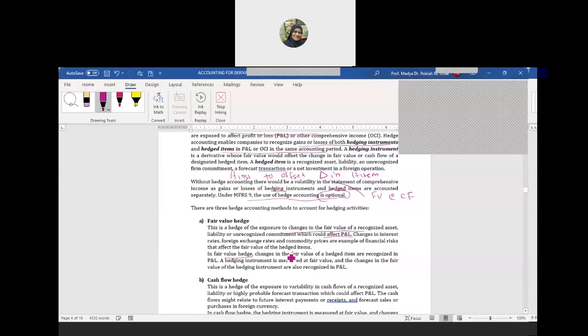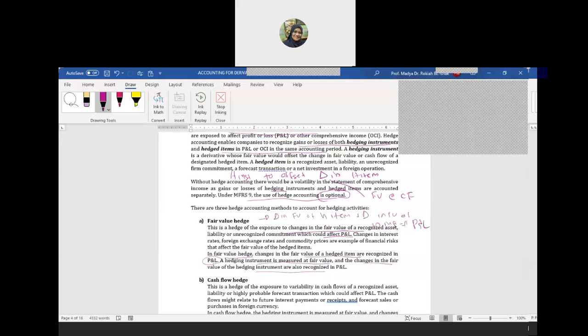In the fair value hedge, changes in the fair value of the hedged item are recognized in P&L, and the hedge instrument is measured at fair value, and the changes in the fair value of the hedging instrument are also recognized in P&L. So we look at the changes in fair value of the hedged item and the changes in the fair value of the hedge instrument. Both changes are going to be transferred to the income statement.